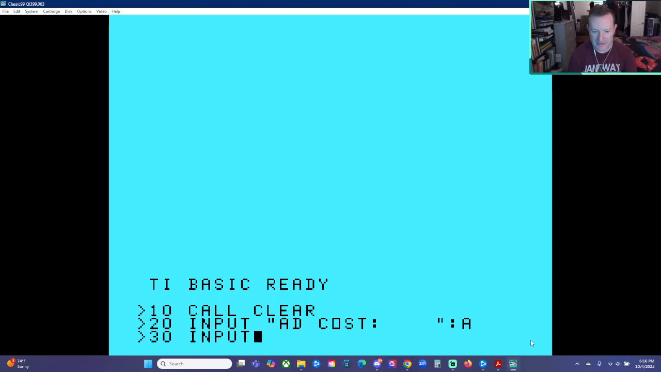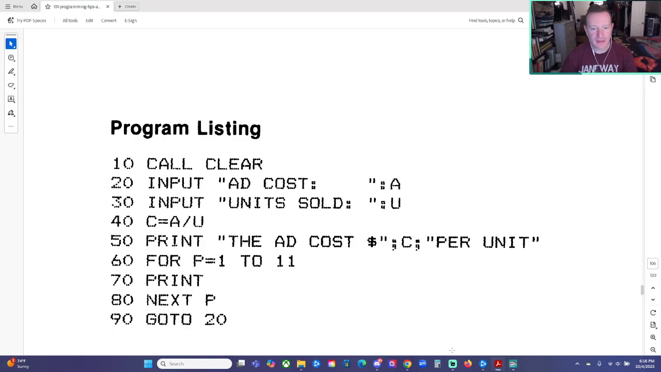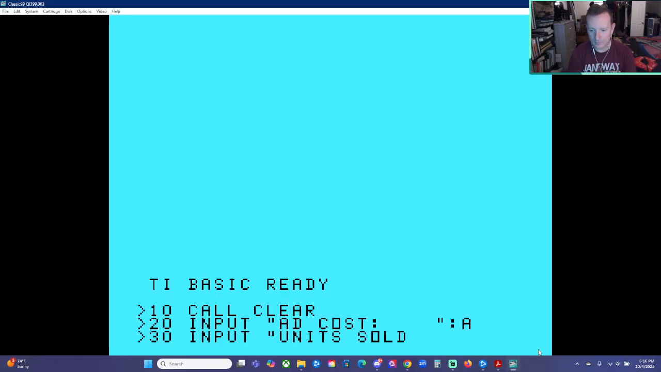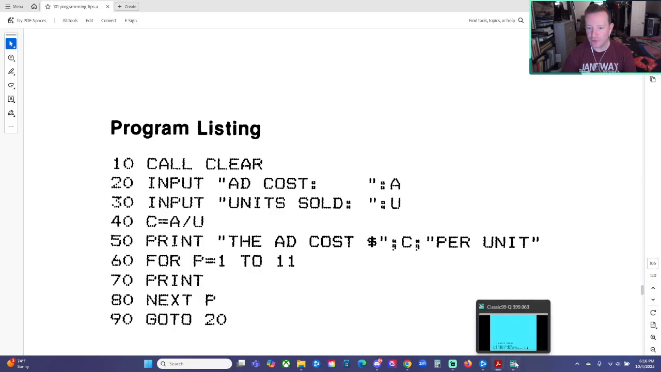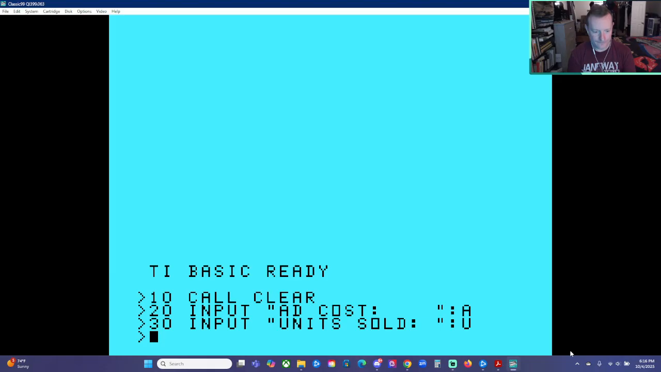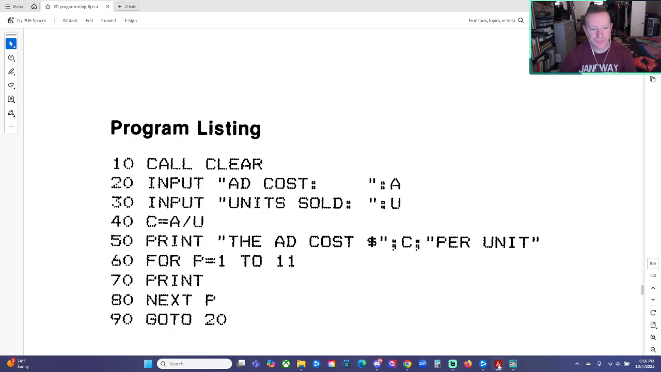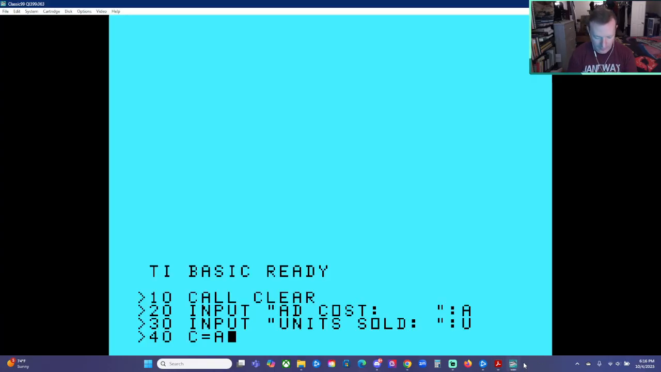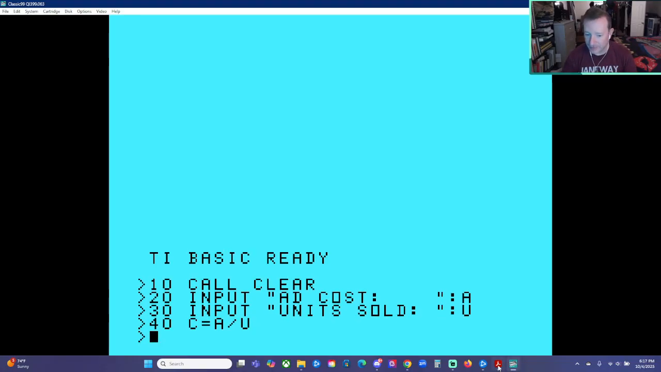30 input units sold. Looks like one space there. Oh, one space. There we go. And we're going to call that U for units sold. 40. C equals A divided by U. So cost equals the ad cost divided by units sold. Really straightforward.